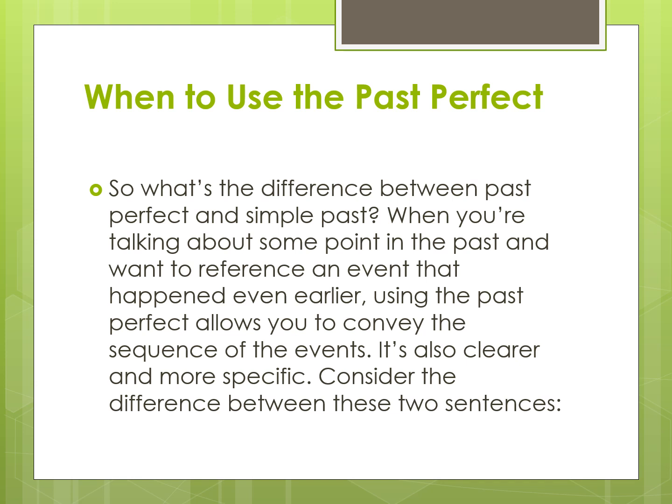First of all, we should ask ourselves a question. What is the difference between past perfect and past simple? When we are talking about some point in the past, and we are expressing two actions or two events that happened in the past, the closer one is expressed in the past simple, and the far action, the older action, is expressed in the past perfect tense. This is the main case we use the past perfect in.